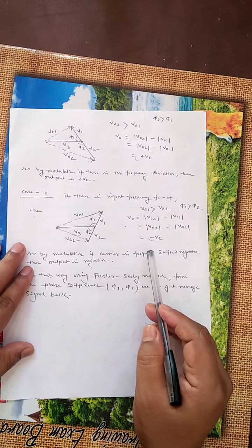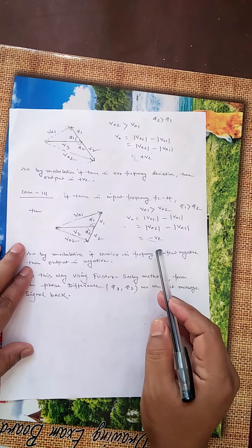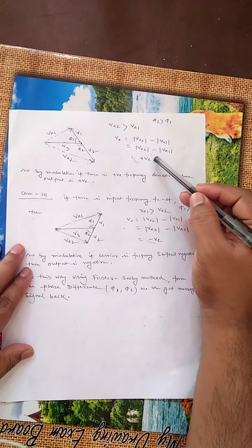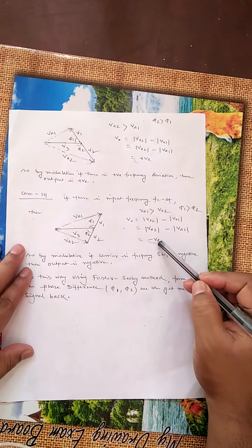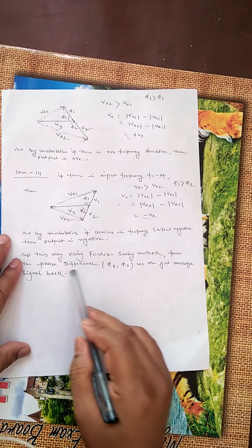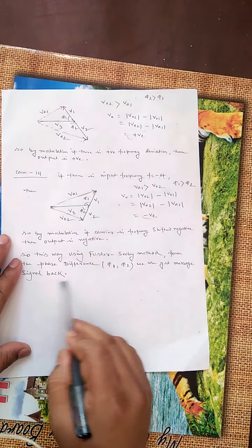So according to the change of the frequency, our amplitude also changes here. Sometimes we get a positive value, sometimes a negative value, and sometimes zero at the output. So this is the Foster-Seeley method. By the phase difference, we get our message signal back.